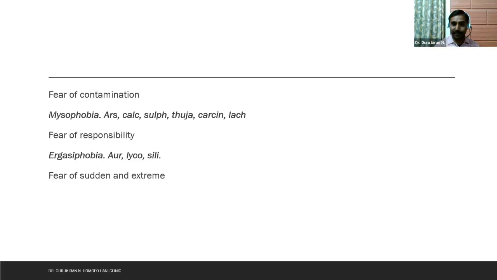And fear of sudden and extreme, what it is called as panic. That is Aconite, Latrodectus, Sorinum, Rhus tox, Spongia.